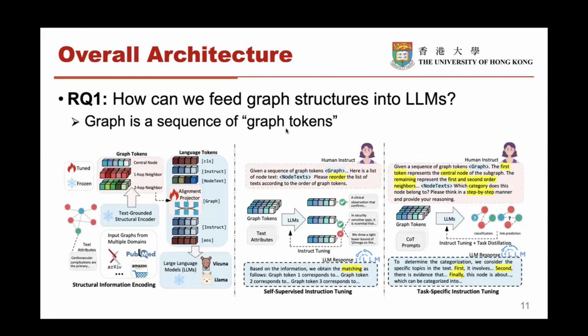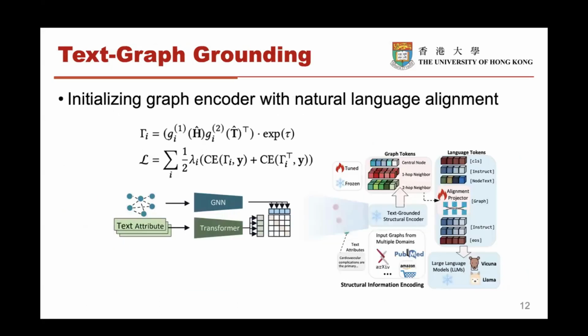We regard the graph as a sequence of graph tokens, and the overall architecture is shown in this figure. The graph is encoded by a pre-trained graph encoder, which could be any graph neural network such as GAT, GCN, or graph transformer. The graph embeddings are fed into a projector to obtain the graph tokens. We concatenate the graph tokens and the natural language tokens to let the LLM understand the graph and follow the instructions to do downstream tasks such as node classification and link prediction.